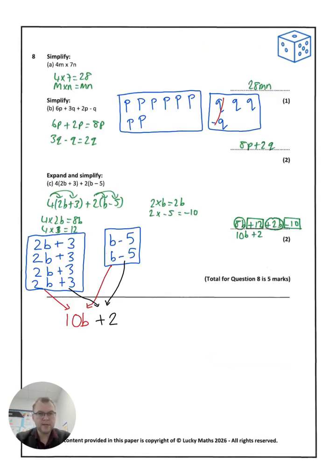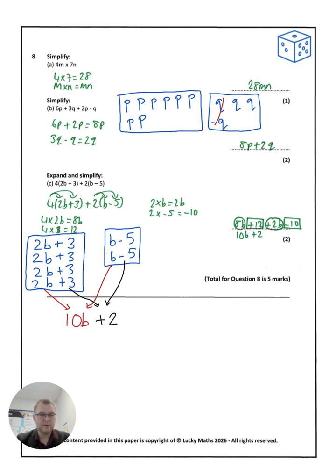Algebra-like terms, we've got 6p and another 2p in the first box to show that is 8p in total. On the right there, we've got 3q and minus q. So as I've said before in previous videos, q minus q, 1q take away 1q is 0. So that's why in that box, all that remains is a positive 2q.